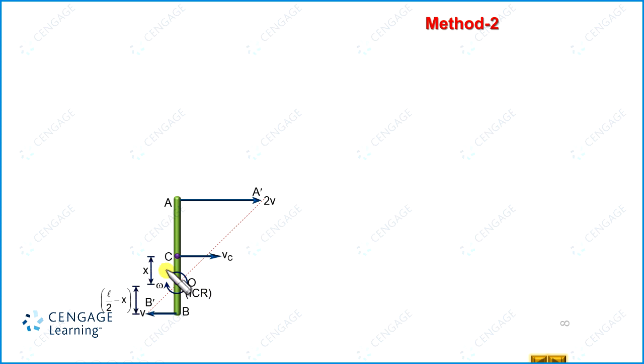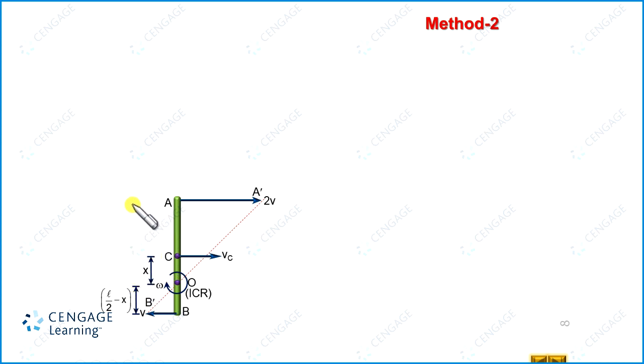Okay. This is the distance x we assumed, and this distance should be equal to L by 2 minus x. We have written this point as B dash and this point as A dash. The distance of A from this point should be equal to L by 2 plus x, because this is x, this is L by 2.